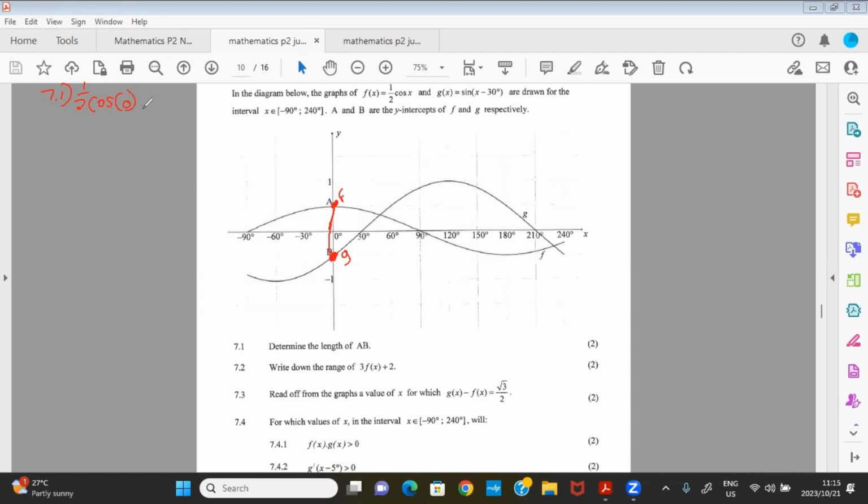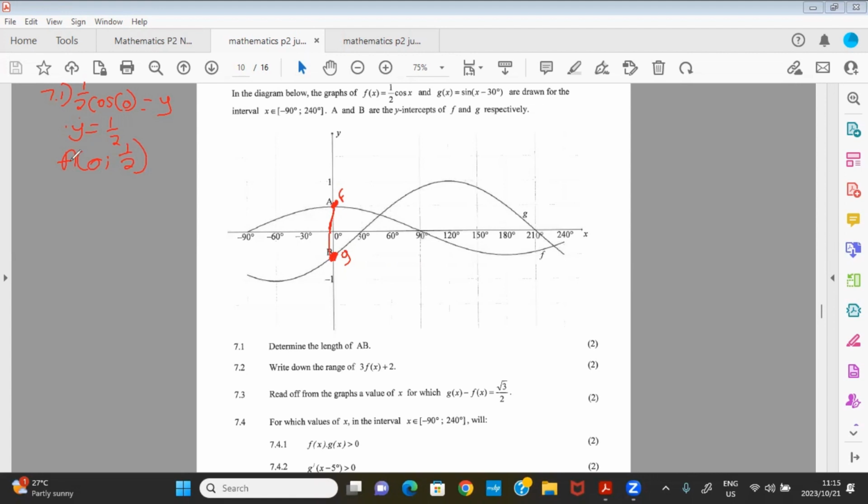Cos of 0 must be equal to y. Then what is my cos of 0? That's 1. Then a half multiplied by 1, that's half. Now I know the coordinates of A are 0 and positive half. Go to B.